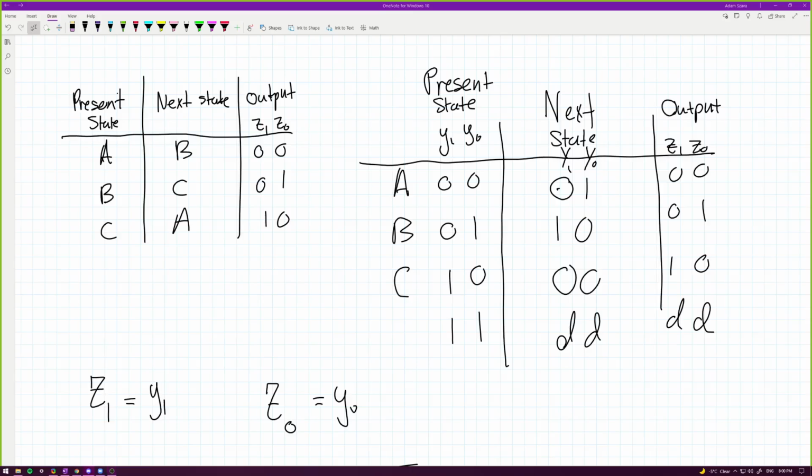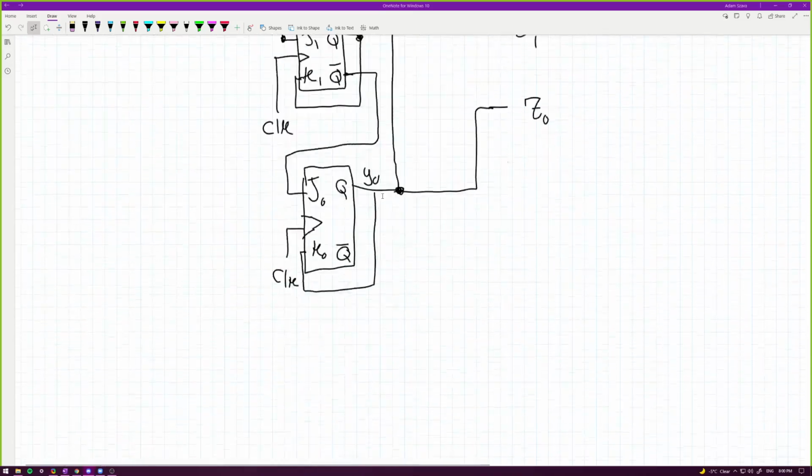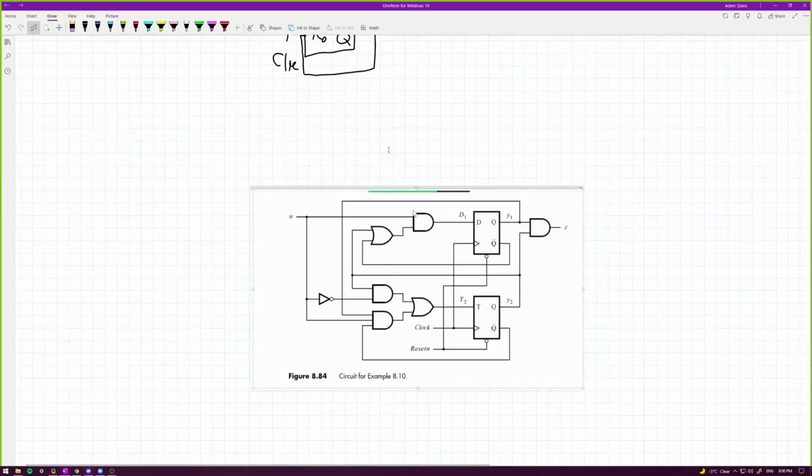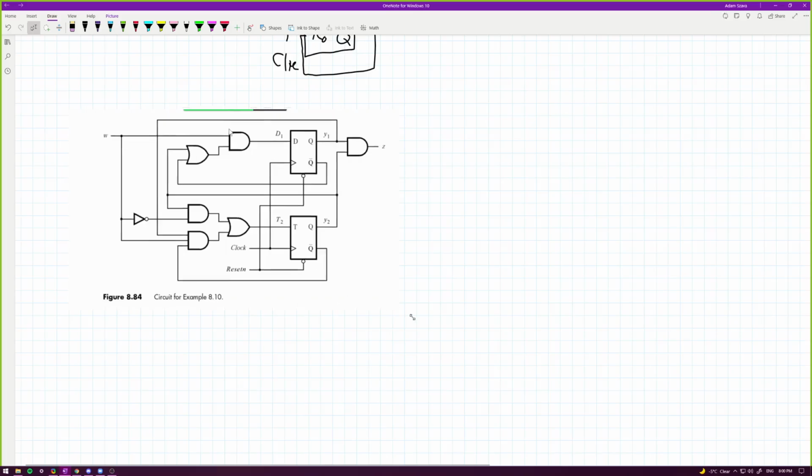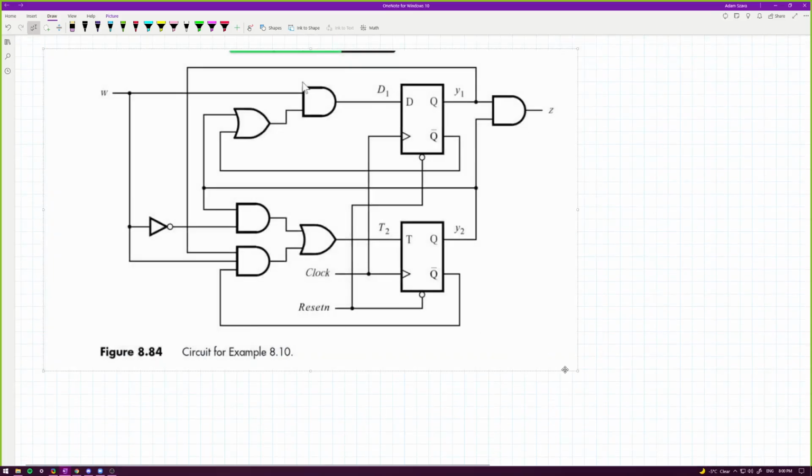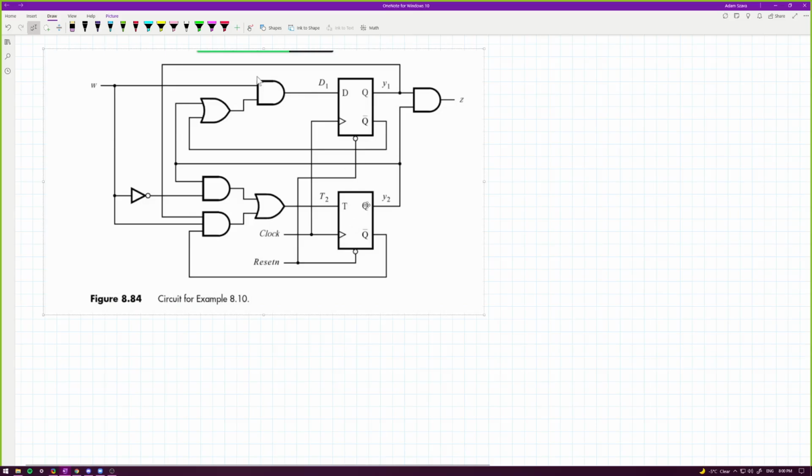So let's try that question that was sent. Let's give it a go. Let's see what we're doing. So someone sent it to me here. Okay, so this is the question. We have this circuit, with two different types of flip-flops. And the question is, I guess, derive the state assigned table. Yeah, I guess let's make a state assigned table.